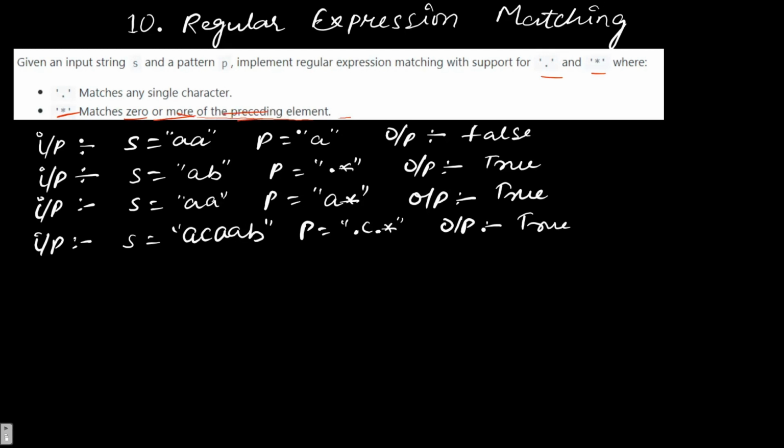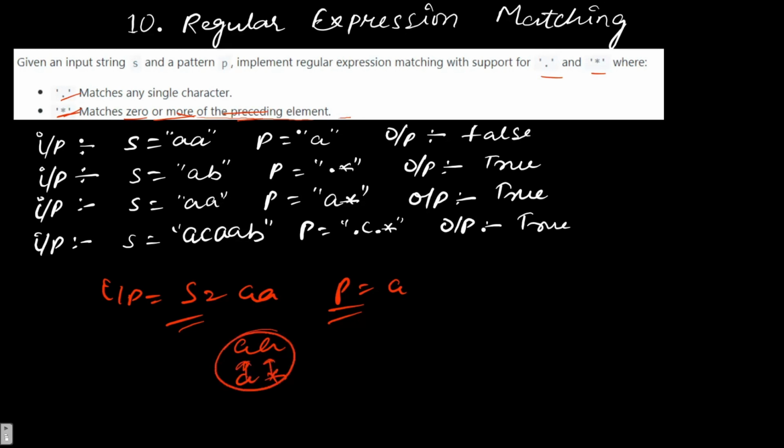Let's say we are given the input s equal to a and p equal to a. Here s is the string and p is the pattern. We are given a pattern and we have to check whether this pattern can be matched with this string or not, using dot and star. You can see there is no dot or star in the pattern, so the output will be false.